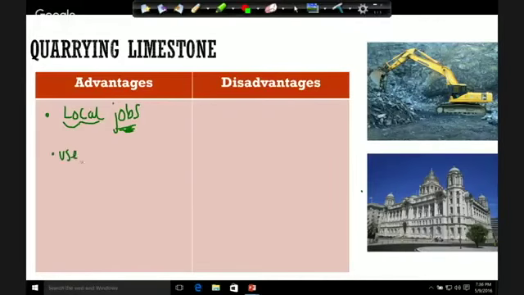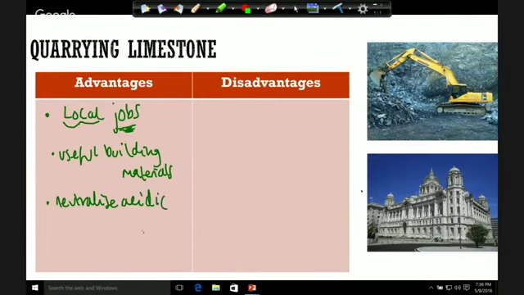Other things, they make useful building materials, like the cement and mortar and concrete that we're talking about, but also in its natural form for building buildings. It can make products to neutralise acidic soils, so that calcium hydroxide that we were talking about before. And also this limestone is sometimes used in power stations to help neutralise any sulfur dioxide coming off the power station, which is going to reduce acid rain as well.